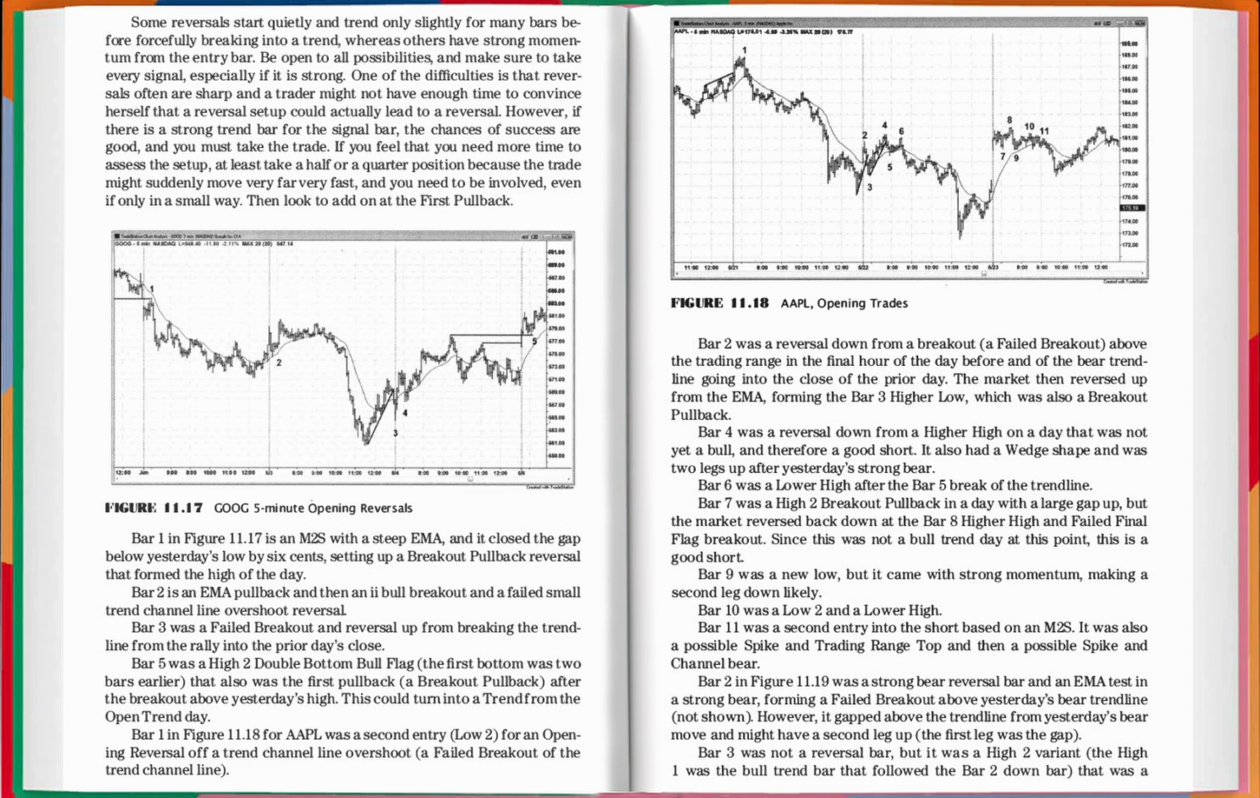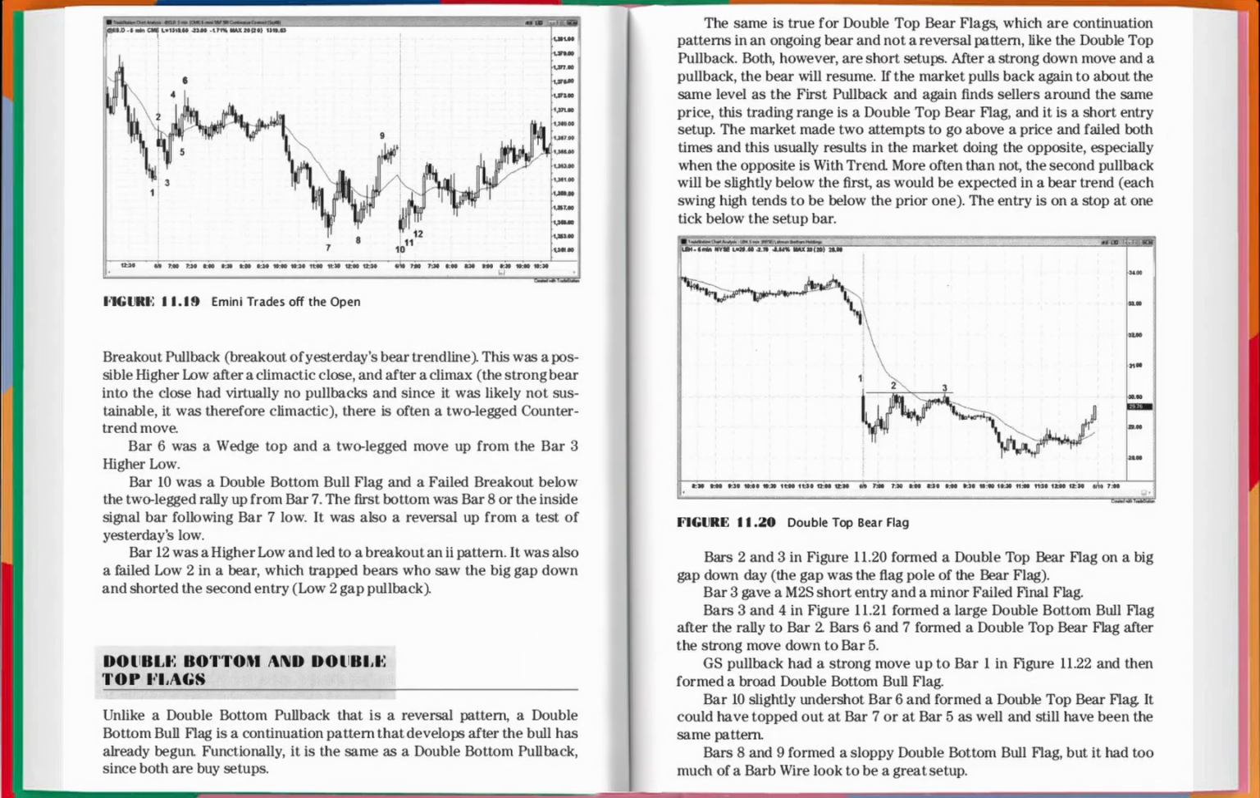However, it gapped above the trend line from yesterday's bear move and might have a second leg up. The first leg was the gap. Bar 3 was not a reversal bar, but it was a high 2 variant. The high 1 was the bull trend bar that followed the Bar 2 down bar. That was a breakout pullback, breakout of yesterday's bear trend line.